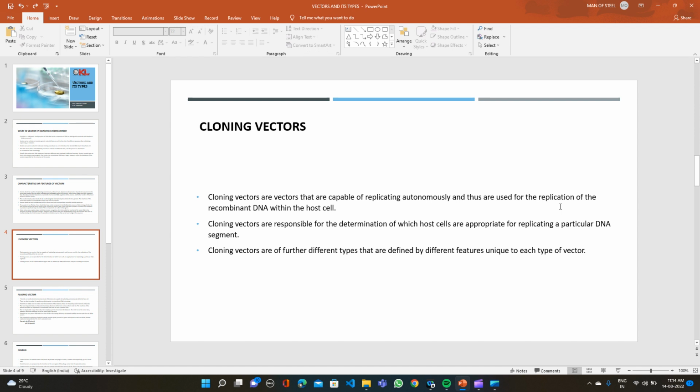Cloning vectors are vectors that are capable of replicating autonomously and thus are used for the replication of the recombinant DNA within the host cell. Cloning vectors are responsible for determining which host cells are appropriate for replicating a particular DNA. Cloning vectors are of different types, defined by features unique to each type of vector.